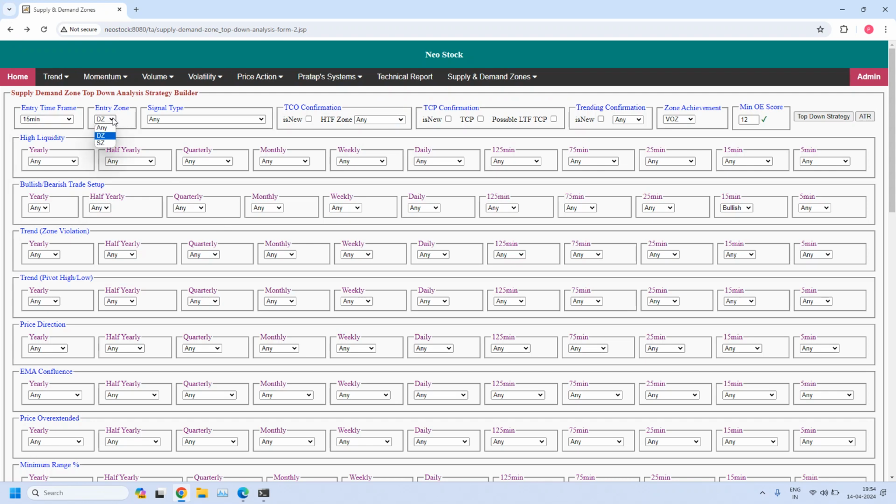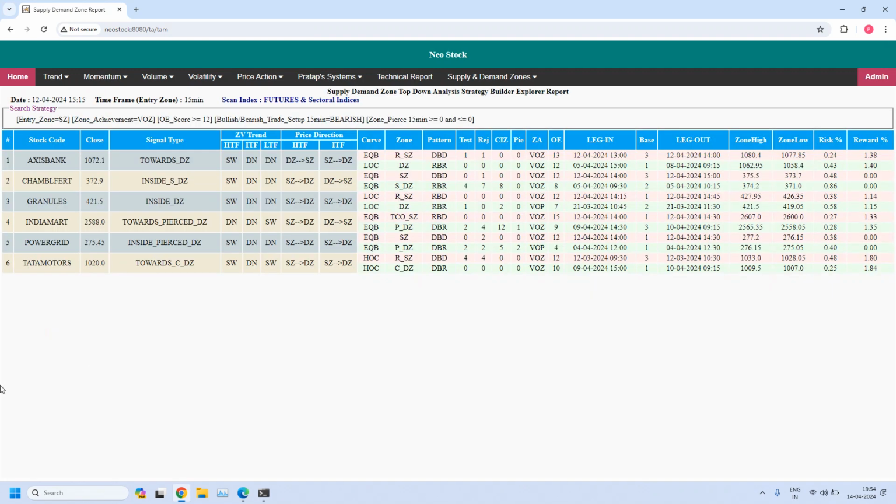For a bearish trade setup, the entry zone should be supply zone. And in the bullish or bearish trade setup parameter, in the 15 minutes time frame, we have to select the value bearish. The remaining parameters that we set earlier remain the same: zone is not pierced, zone achievement should be violated opposing zone, and minimum order enhancer score is 12. Now I am generating the report for bearish trade setup for daily income trade. So these 6 stocks are filtered, which are supporting bearish trade setup.